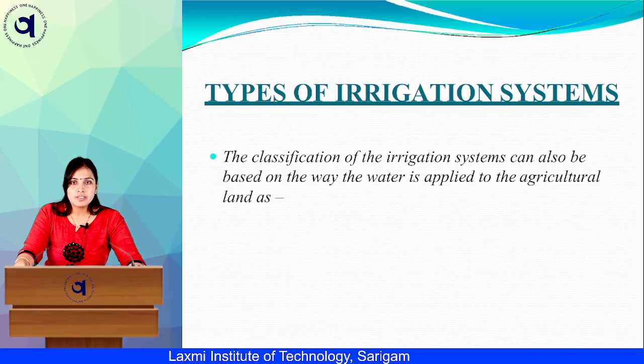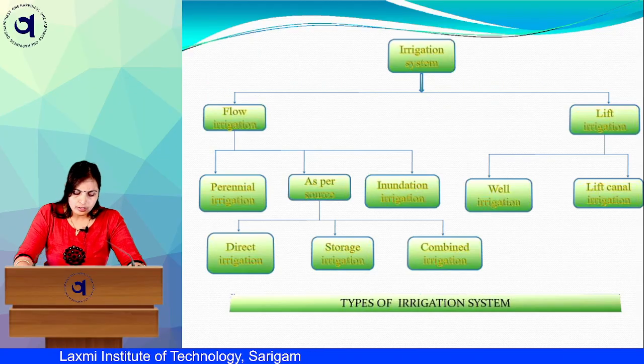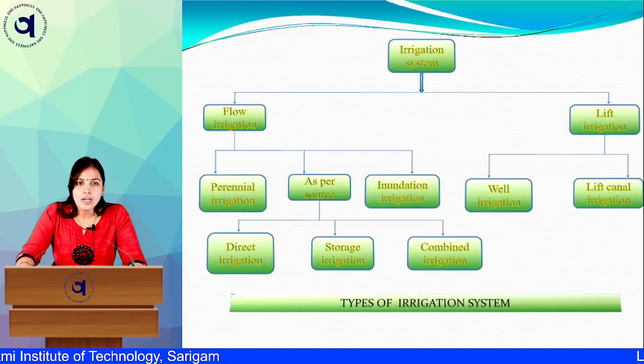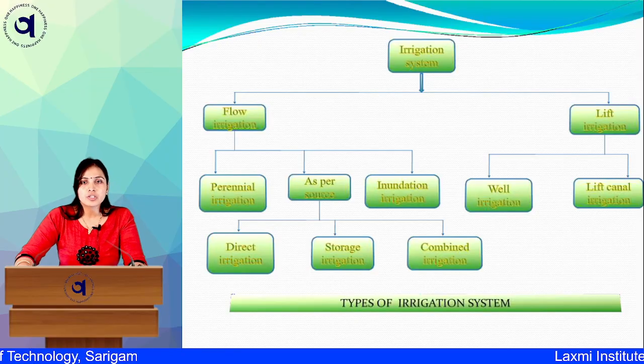Types of irrigation system we are having. The classification of irrigation system is based on how the water is applied to the agricultural land. This graph shows various types of irrigation system: flow irrigation and lift irrigation. We have divided irrigation systems into two parts: flow irrigation and lift irrigation. Lift irrigation means like well irrigation.